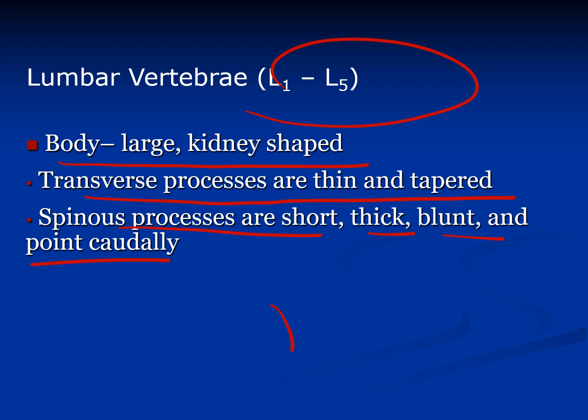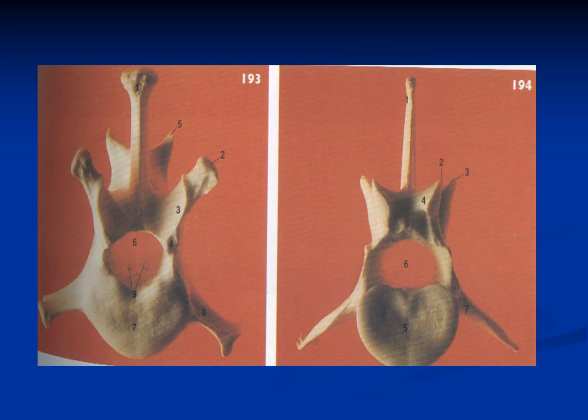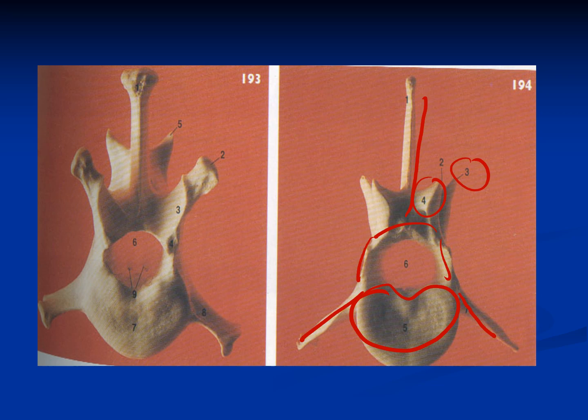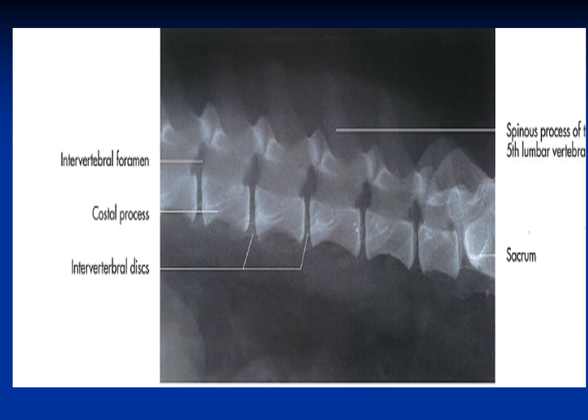We look for the transverse process, and we can see that the transverse process in the lumbar will be long compared with the thoracic vertebra. See this one here, this is the area of the transverse process, and this is the body with the kidney shape, and here's the vertebral arch, and here we have the spinous process, and here we have the cranial and caudal articular surface, and this area here, the vertebral foramen.